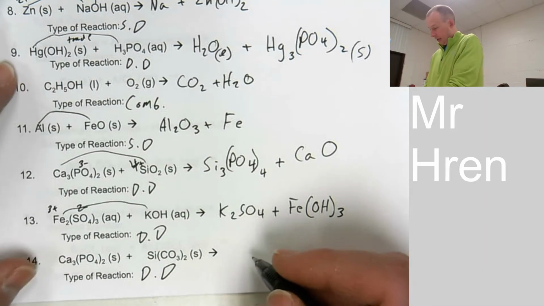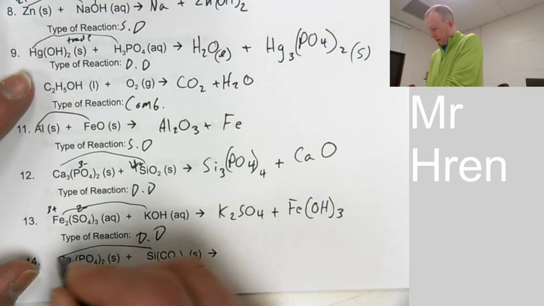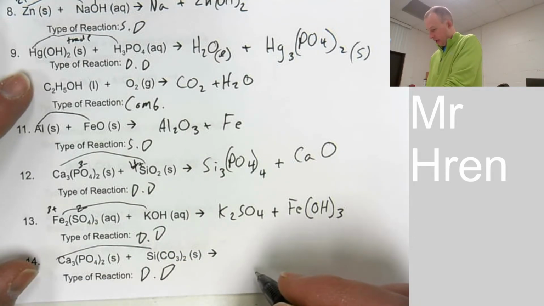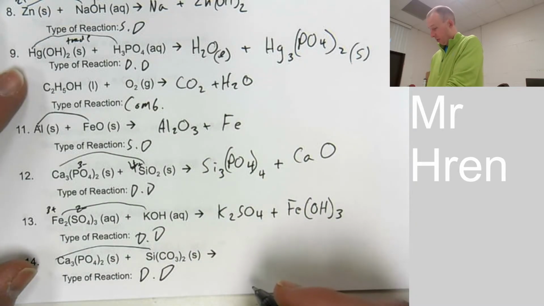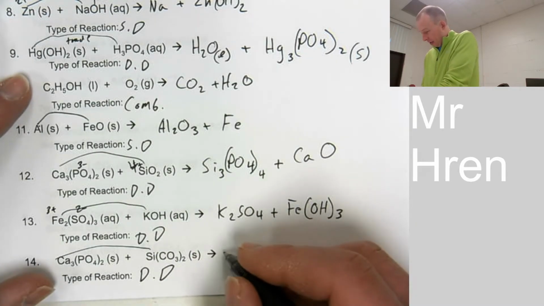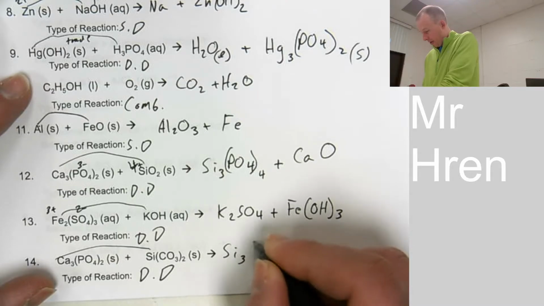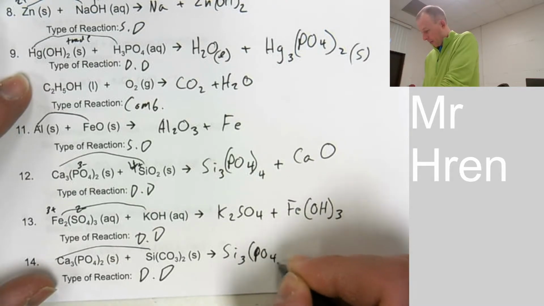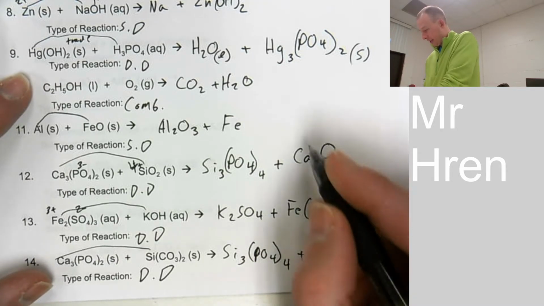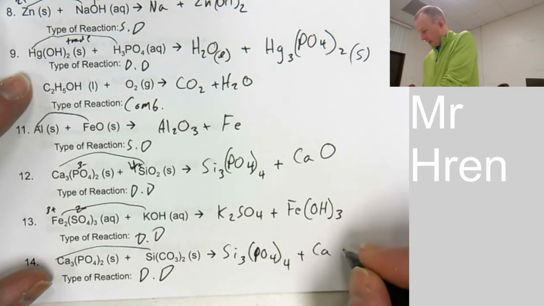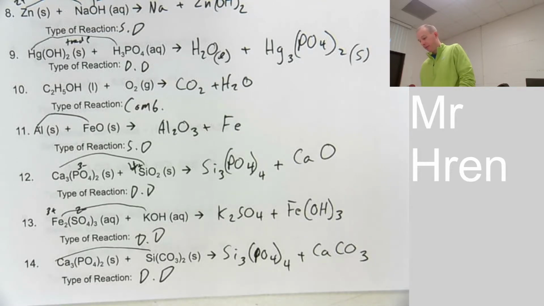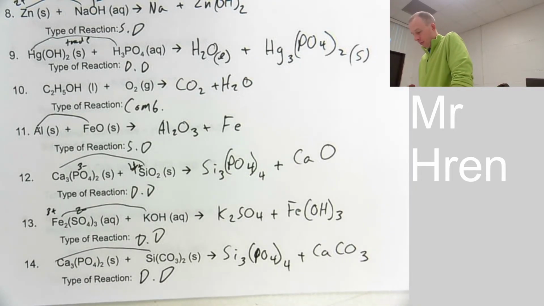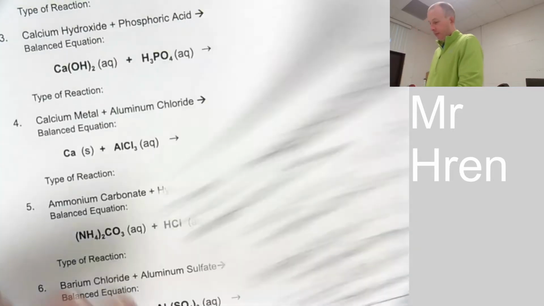And then last but not least, let's look at these again. Oh, it's almost the exact same one. It's not the exact same one. It's really close. So your first product will be Si3(PO4)4 plus, in this case, instead of calcium oxide, it'll be calcium carbonate, which is pretty much the same thing. So there you go. That's the first sheet.